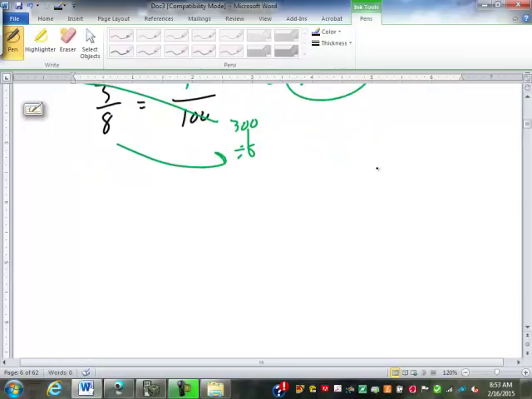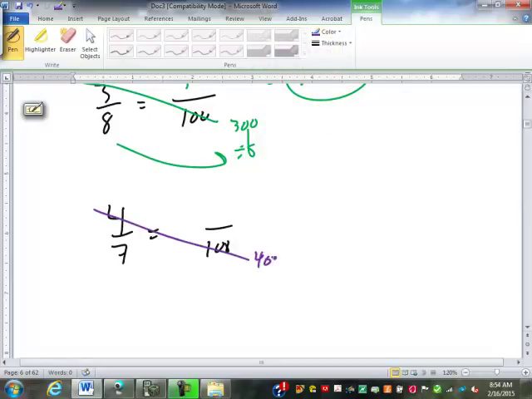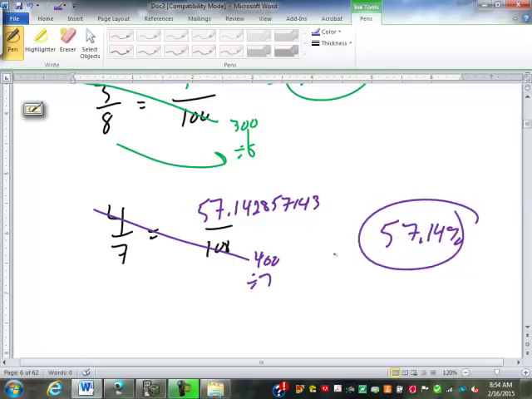I'll let you guys try this one. How about 4/7? What percent is that? So it's going to be 4 times 100 is 400, divided by 7. You're right. 57.142857143 approximately, right? So that's 57.14% if we're rounding to 2 decimal places.